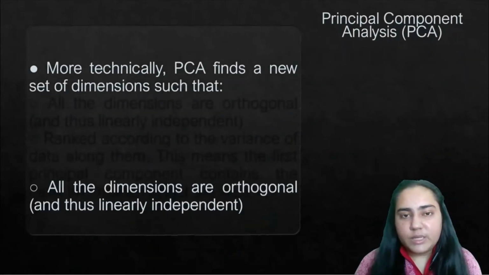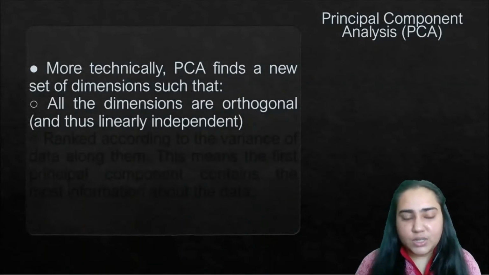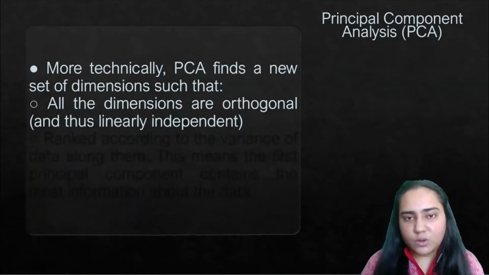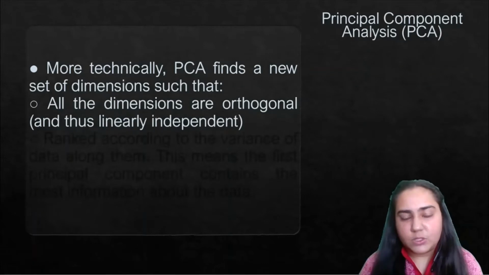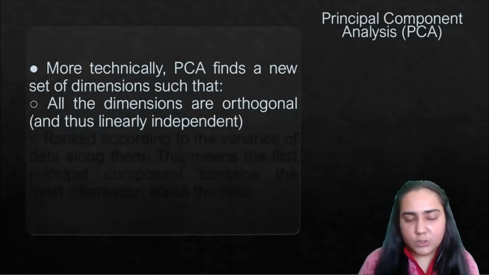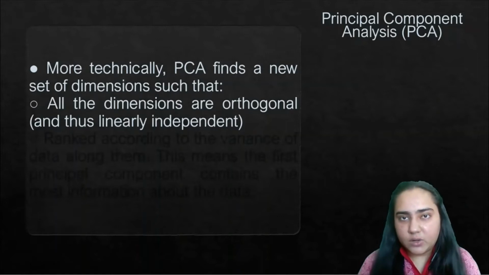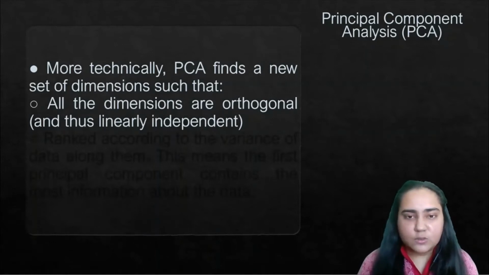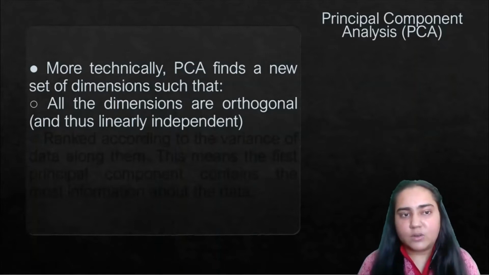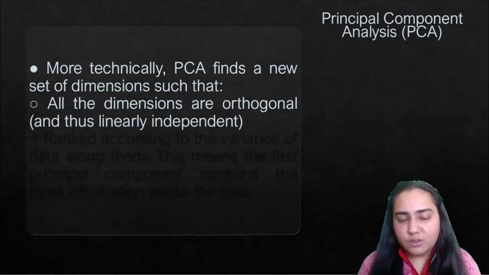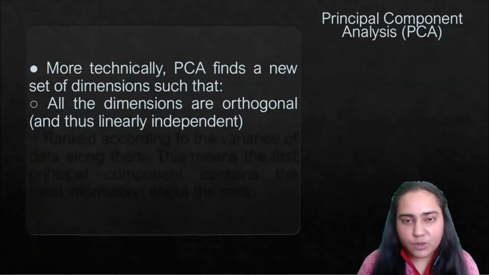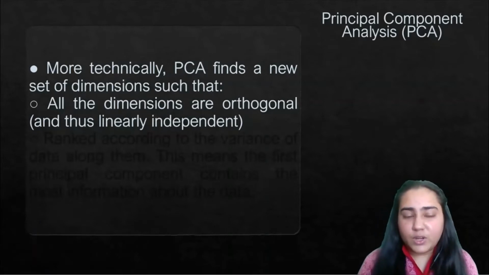Now, more technically, PCA finds a new set of dimensions such that all the dimensions are orthogonal, which means they are linearly independent. What are linearly independent dimensions? That means one dimension does not depend on another one linearly. For example, height and weight. We know that height depends on weight, weight depends on height. So if height increases, weight increases; height decreases, weight decreases. PCA finds a new set of dimensions in such a way that either height is removed or weight is removed, because if you have one, you can always get the other.